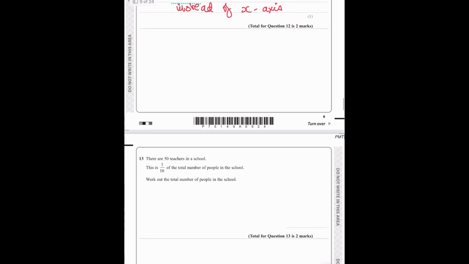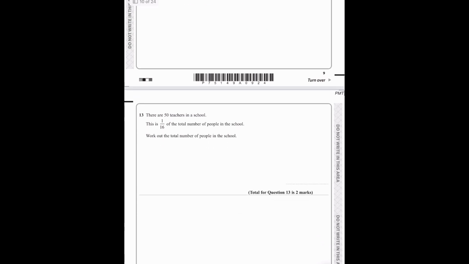There are 50 teachers in a school. This is 1/16 of the total number of people in the school. What is the total number of people? So if 1/16 equals 50, then we just do 50 times 16, which gives us 800.